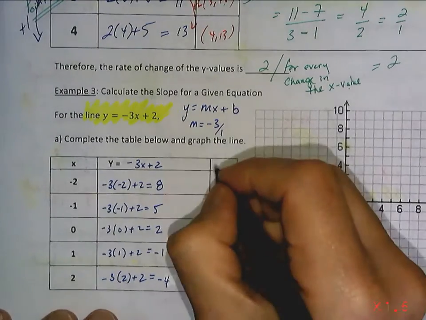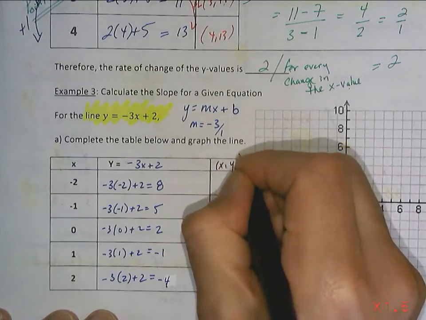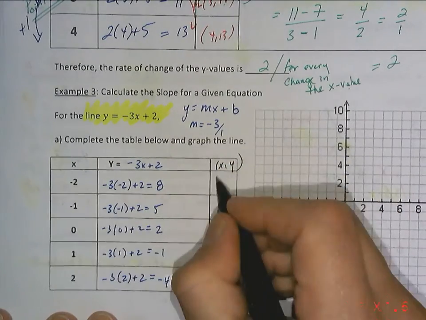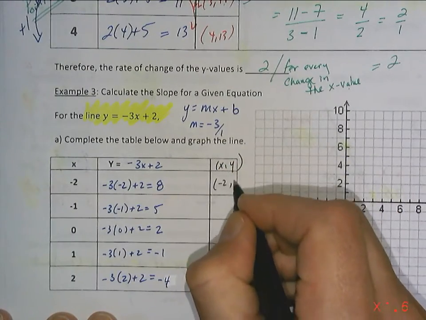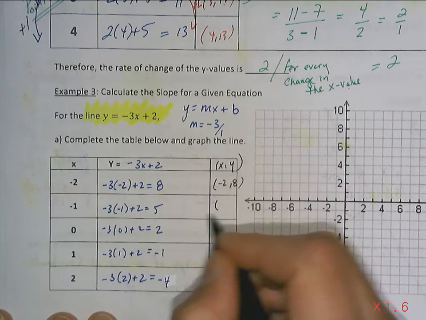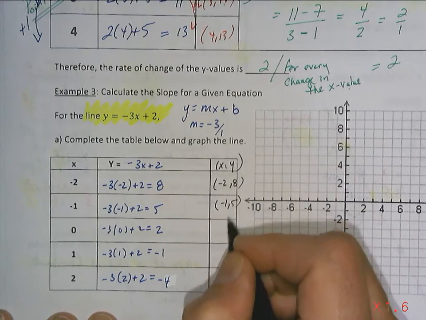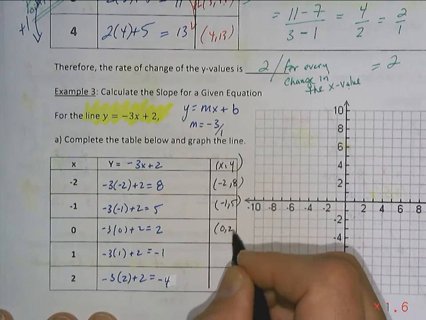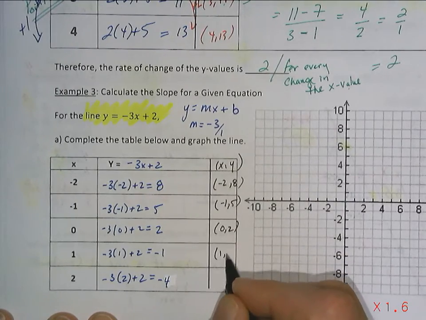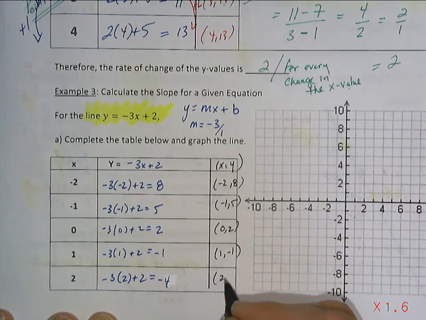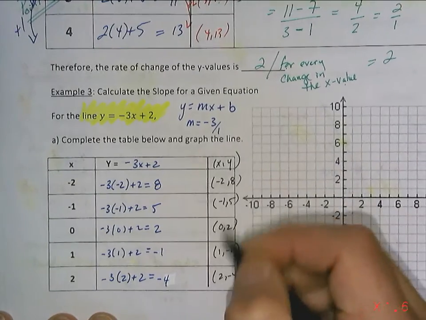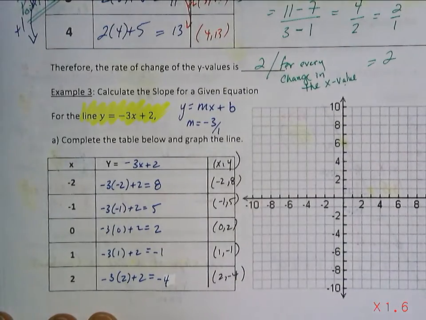All right, over here. So we've got x comma y. So what's going to go in? Our x value is negative 2, comma 8. Our x value is negative 1, comma 5. Our x value is 0, comma 2. Our x value is 1, negative 1. 2, comma, negative 4. So those are all my points that I'm going to plot.